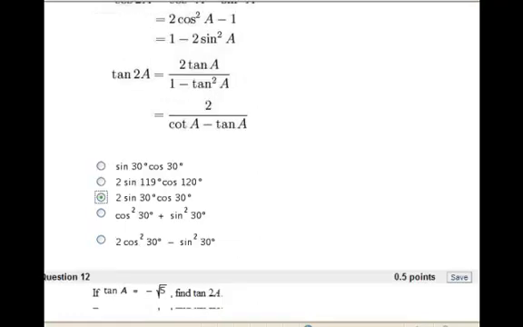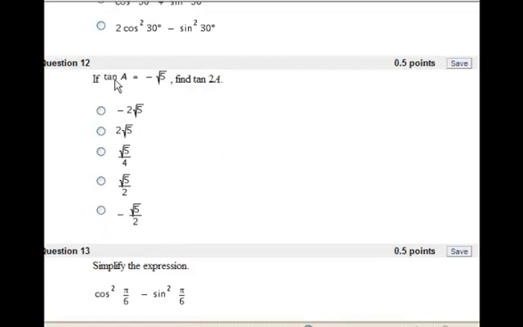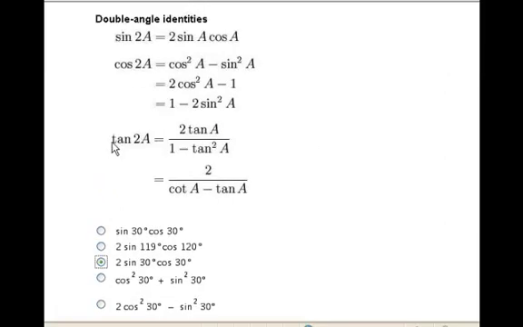And the next problem, if tangent A equals negative square root of 5, find tangent 2A. Of course, that would mean that I need a double angle formula for the tangent, and it's in the previous problem, so tangent 2A is going to be either this or this. The two are, of course, totally equivalent. I'm going to take the first one here. It's quicker to substitute in that negative square root of 5, so I'm going to do that.